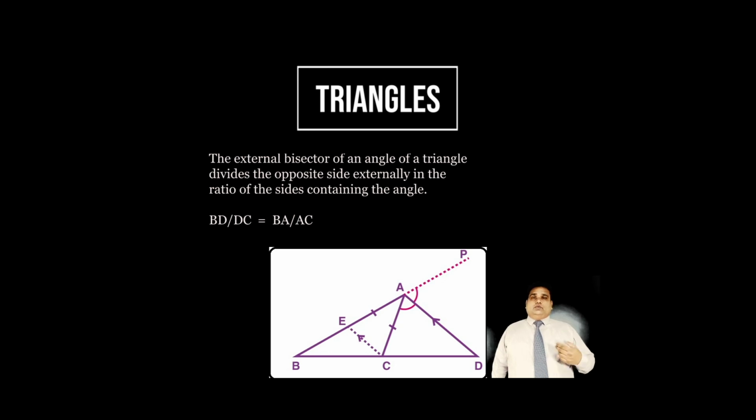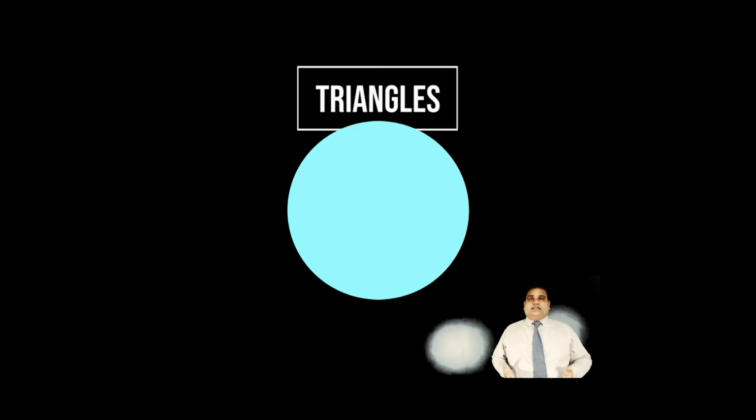Now the theorem says that the external bisector of an angle of a triangle divides the opposite side externally in the ratio of the sides containing the angle. So here we can say BD upon DC is equal to BA upon AC.